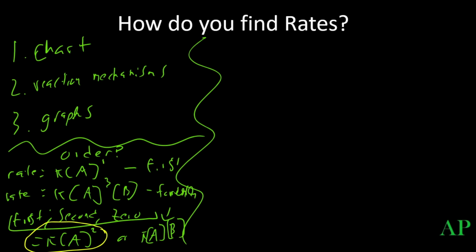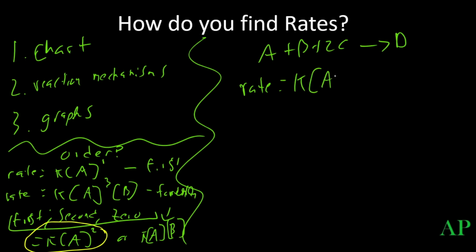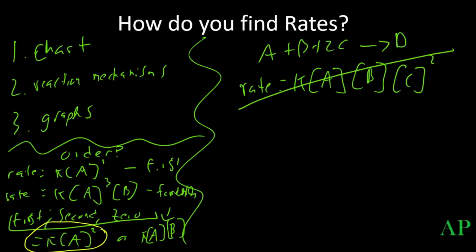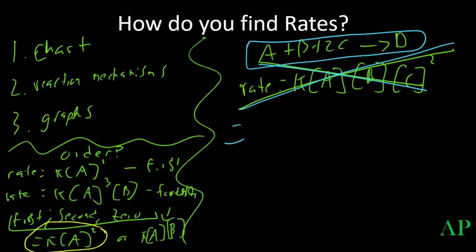Now, if I give you the following equation, say A plus B plus 2C gives you D. Can you find the rate law? Immediately, one would be inclined to say K, concentration of A, concentration of B, and concentration of C squared. But this is wrong. You absolutely cannot do that. Given this information, the question I just asked is impossible to solve.